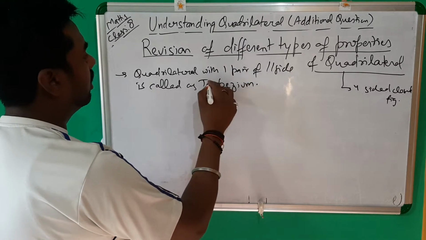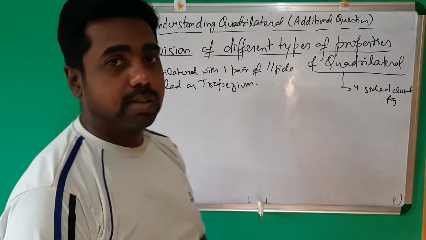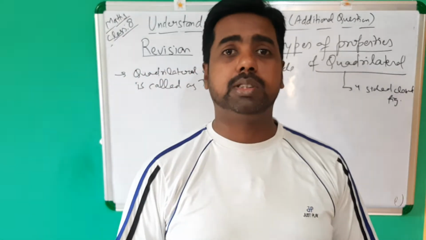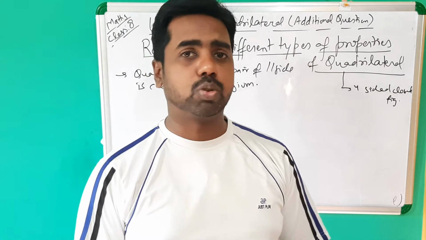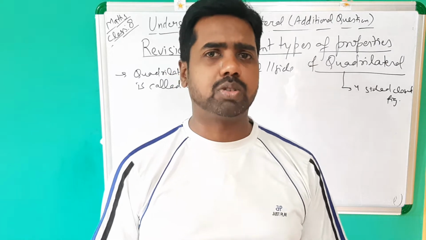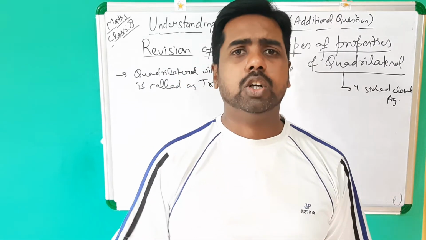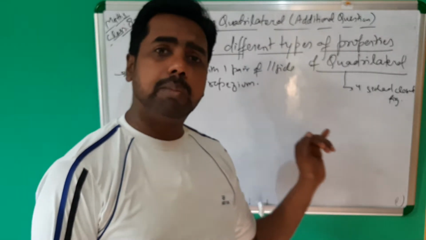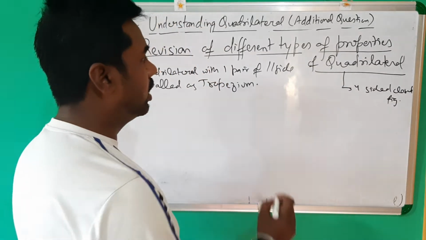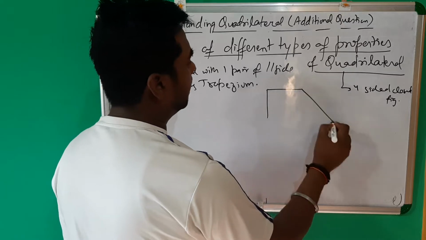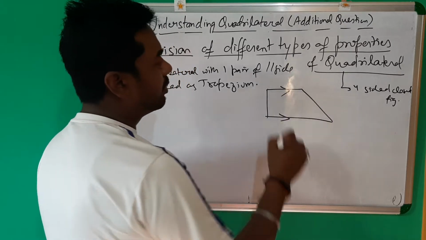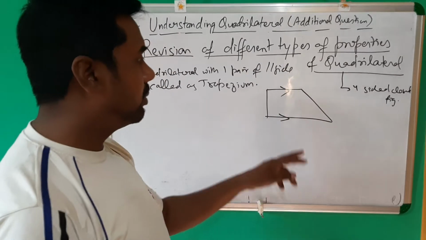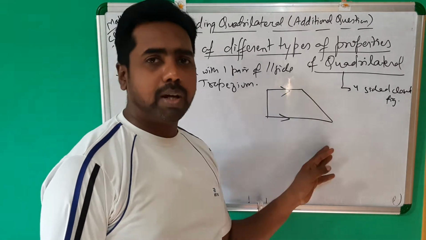Although I have not discussed the trapezium in the last video, because not many questions are related to it, I'll say no question is related to the trapezium. So I'm just telling you because this is also one type of quadrilateral. When you see only a single pair of parallel sides, then that type of figure is called a trapezium. There will be only one pair of parallel sides.